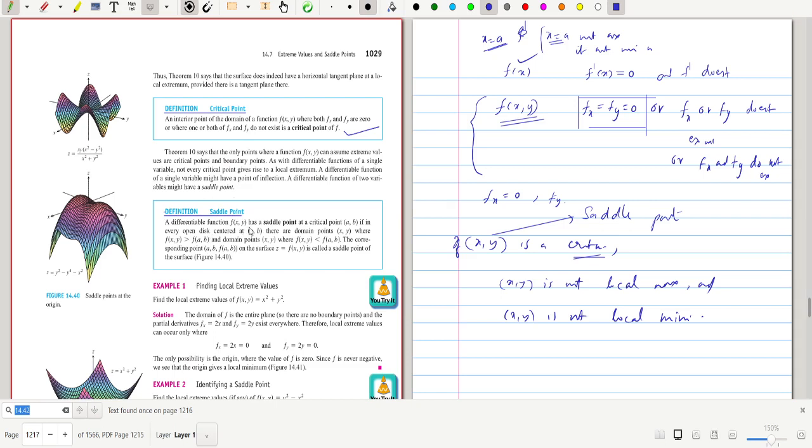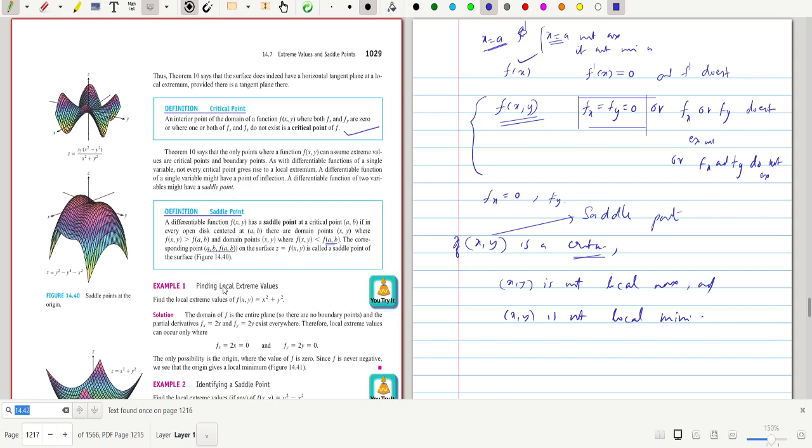A differentiable function f x y has a saddle point at a critical point a b if in every open disk centered at a b there are domain points x y where f x y is greater than f of a b and domain points x y where f x y is less than f of a b. That means f of a b is neither a local maximum nor a local minimum. Then the corresponding point a b, f of a b on the surface is called the saddle point of the surface, or this point a b is called the saddle point of f, or we can say that f has a saddle point at the point a b of the domain.